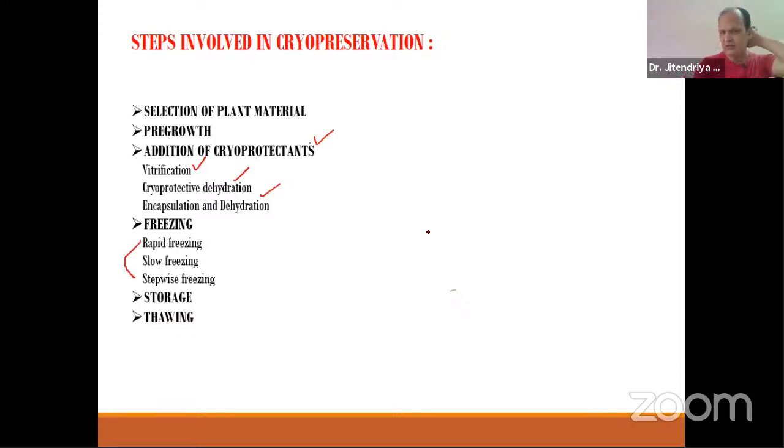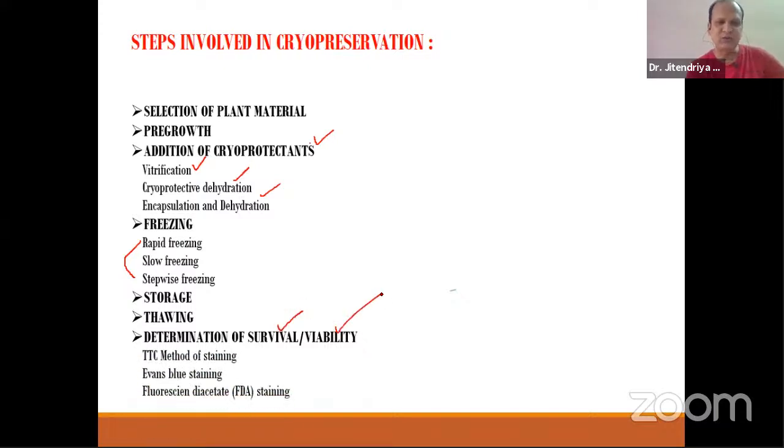Then after storage, if you want to collect it back and reuse, you have to go for thawing or reverse process, you can say. And then we have to identify which cells survive and which cells are dead. That also we will discuss. Under this, these three techniques are utilized. Mostly questions are asked from these three parts: TTC method of staining, Evans blue staining, and FDA staining.